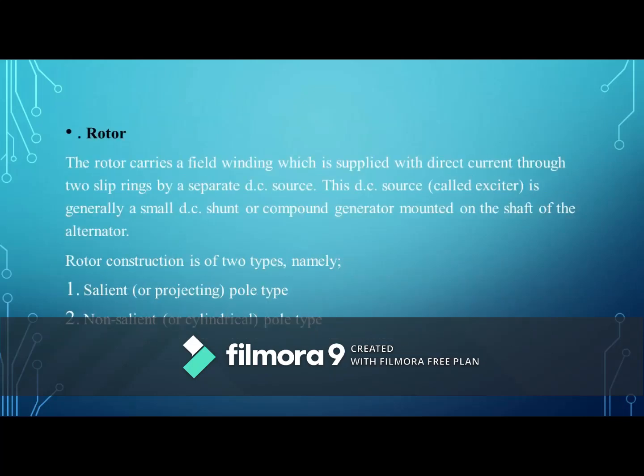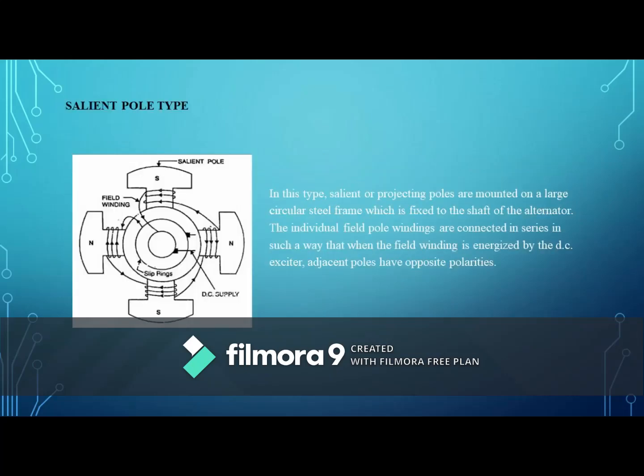Next, the rotor. The rotor carries a field winding which is supplied with direct current through two slip rings by a separate DC source. This DC source, called the exciter, is generally a small DC shunt or compound generator mounted on the shaft of the alternator. Rotor construction is of two types, namely, first, salient or projecting pole type, and second, non-salient or cylindrical pole type. Now I will explain the salient pole type.